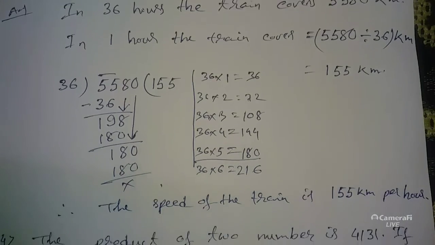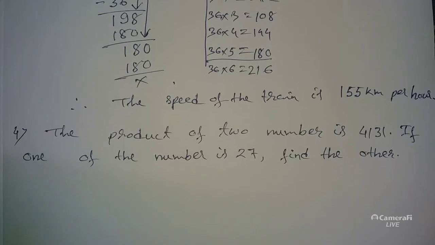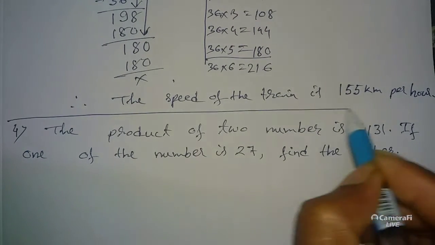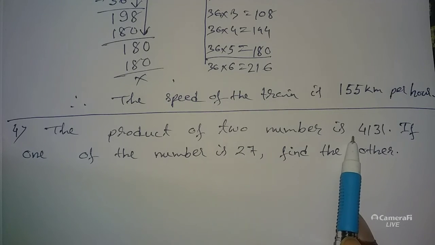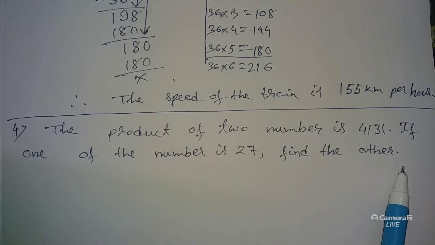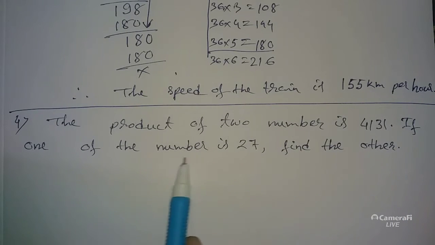Coming to another word problem, number 4. The product of two numbers is 4131. If one of the numbers is 27, find the other. So here the product of two numbers is given, this one, and one of the numbers is given. We have to find the other number. To find the other number, we just have to divide the product by the given number.